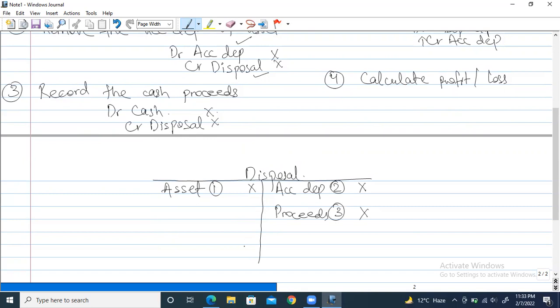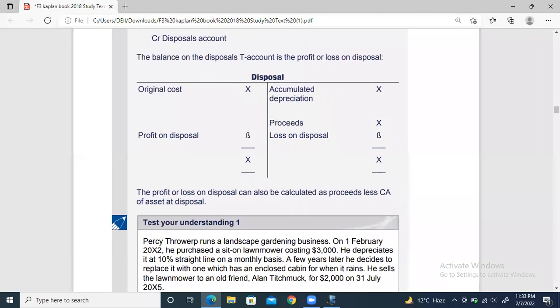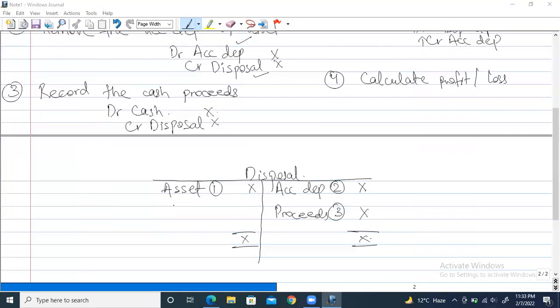And finally, in the fourth step, we have to simply balance off the account. So if you get a profit, it will come over here. Just a second, let me confirm this. Yes, so the profit, if we have got, it comes over here on this side, and if there is a loss, then it comes on this side. And this is basically the explanation of step number 4.